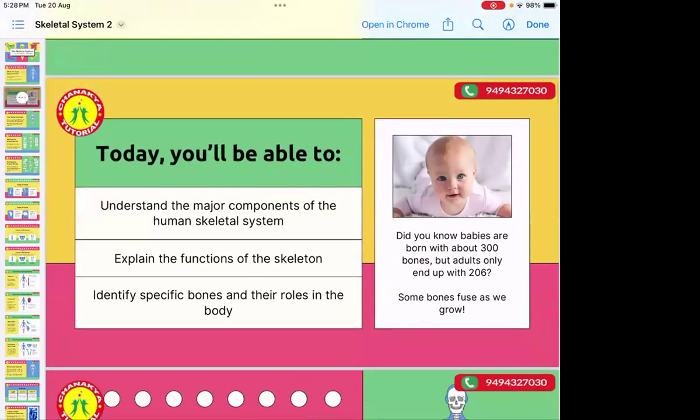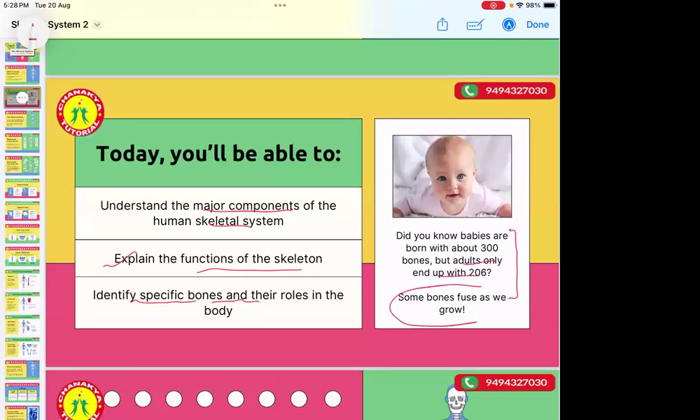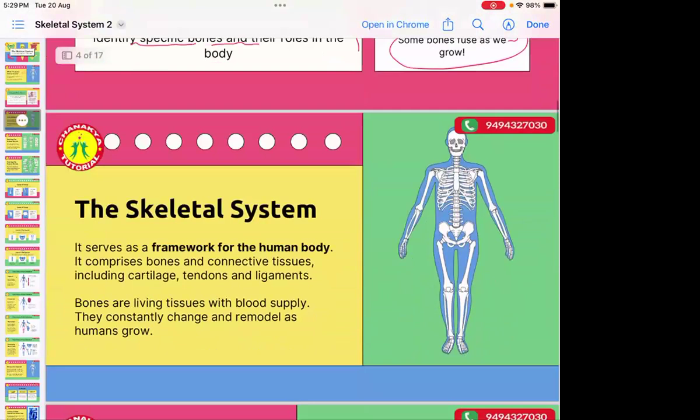So, in today's class, you will be able to understand the major components of the human skeletal system, the functions of the skeletal system, and then specific bones you will be able to identify and their role. So, what are the particular kinds of bones we have, and what is the function of them? We will be learning. Do you know that babies are born with about 300 bones, but adults have only 206? And already we have discussed, right? Why? Because some of the bones in babies join together, they fuse together, and because of this, when they grow up, only 206 bones will be left.